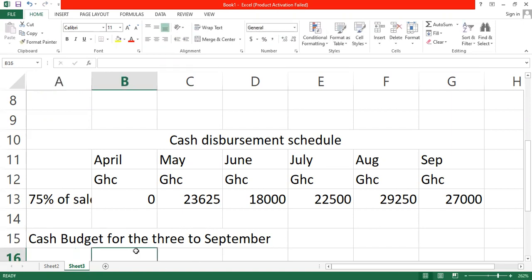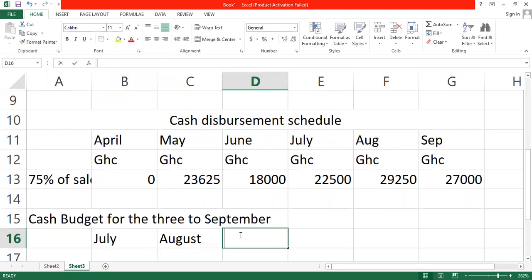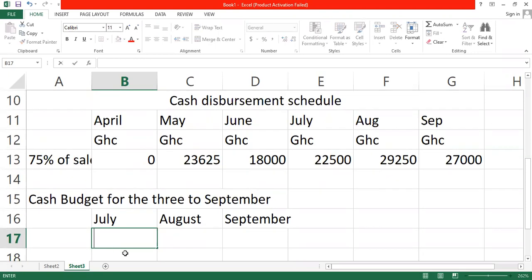Let's move on. So we have July, August, and September. We have so many ways of preparing these budgets. I normally bring the opening balance first. Some people can also bring the opening balance at the end. It doesn't have any problem. I will show the one where you show the opening balance at the closing so that we are all on the same side. Okay, let's move on.